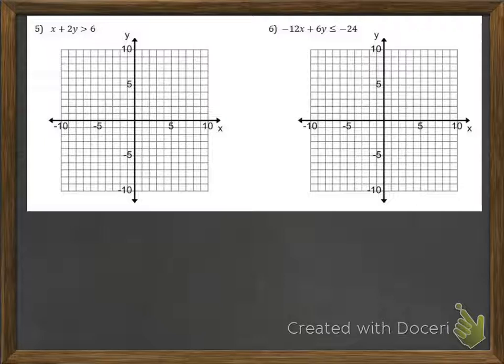First of all, I'm going to identify what type of line we need to use. Based on the symbol, number 5 is going to get a dotted line because the inequality sign does not have a line underneath it, whereas number 6 will get a solid line because the inequality sign does have a line underneath it.